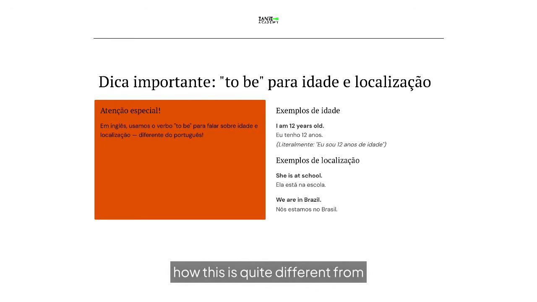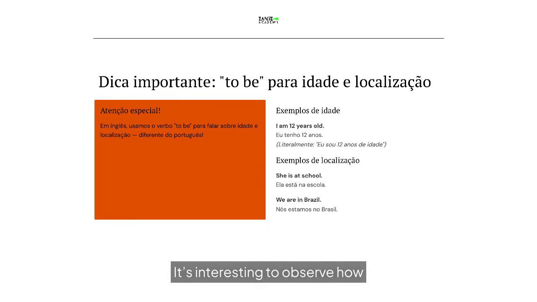Notice how this is quite different from Portuguese, where we might say, Eu tenho 12 anos, which translates to, I have 12 years. In English, we link age directly to our identity using to be. Similarly, we use to be to describe our location. For example, if someone asks where a person is, you might say, she is at school. This simple statement gives clear information about her current place. You can also say, we are in Brazil, which tells others where you are located geographically.